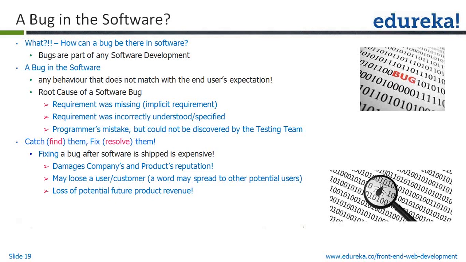And hence the main goal of all developers should be to make sure that the code works as the user expects, so that there are a minimum number of bugs discovered by the end users or customers.